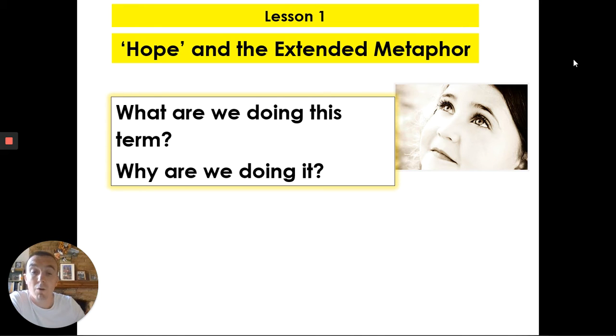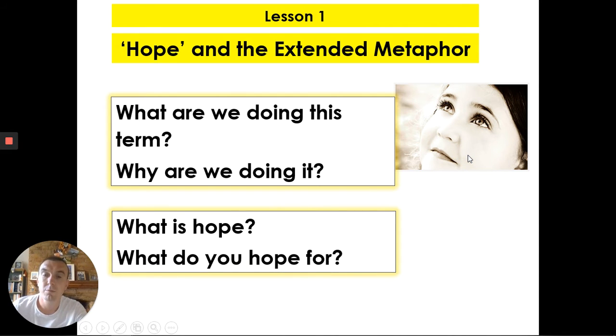The title of this lesson is Hope, because it's the name of the poem which we're going to be looking at. Sorry, a bit of a delay there. So what is hope? And what do you hope for? Hope is a feeling of expectation that something might happen, or wanting something to happen.